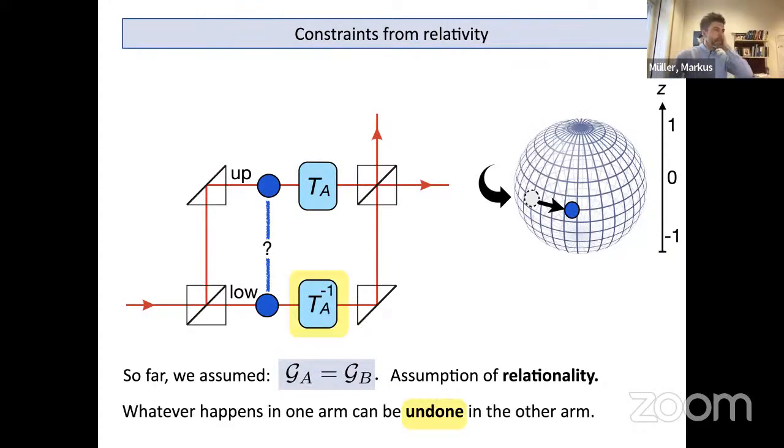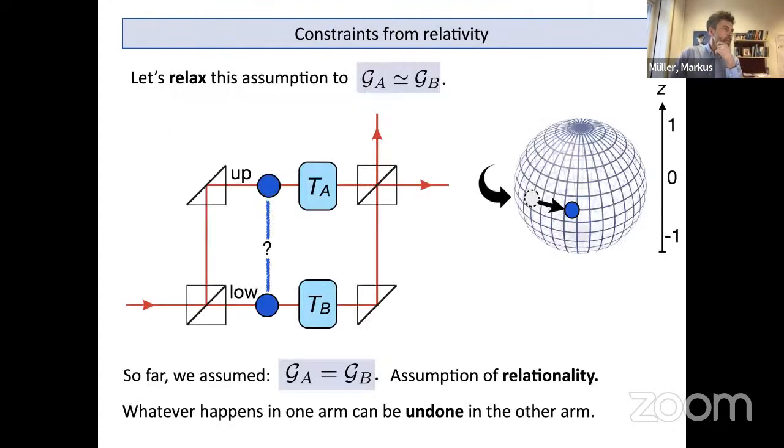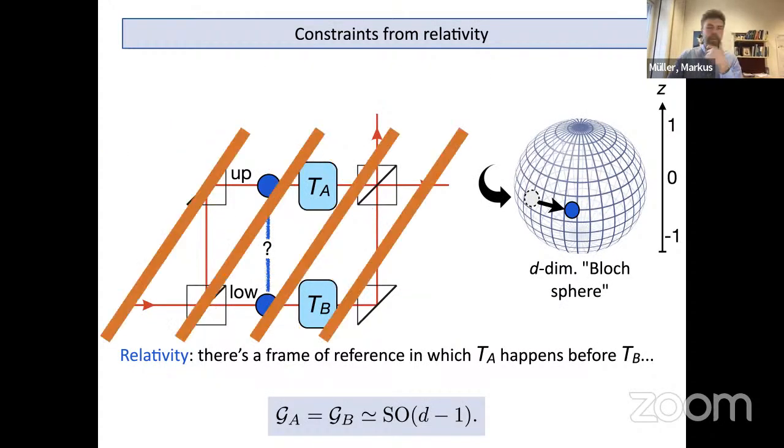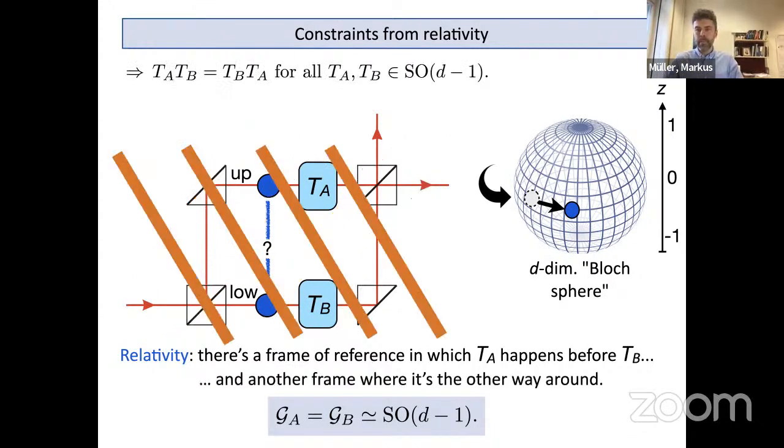So, as I said, the order of the operations, how you would describe it, depends on your frame of reference. What will not depend on your frame of reference is the probability of having a click or not a click at the very end where the two arms get together again, for any fixed measurement over all measurements that you can do. And this means that in whatever state you send in at the beginning and whatever measurement you do at the end, the order of TA and TB doesn't matter. And so you get that they must commute as transformations.